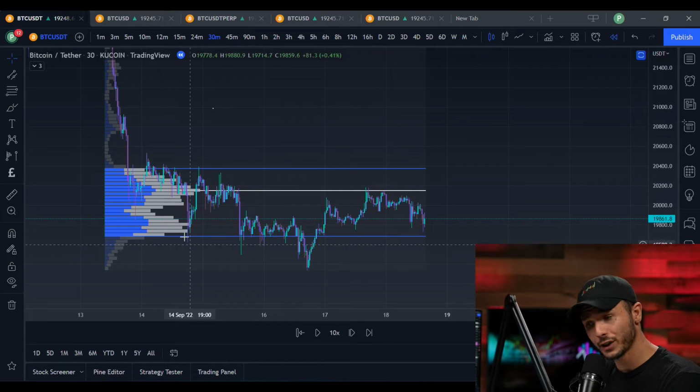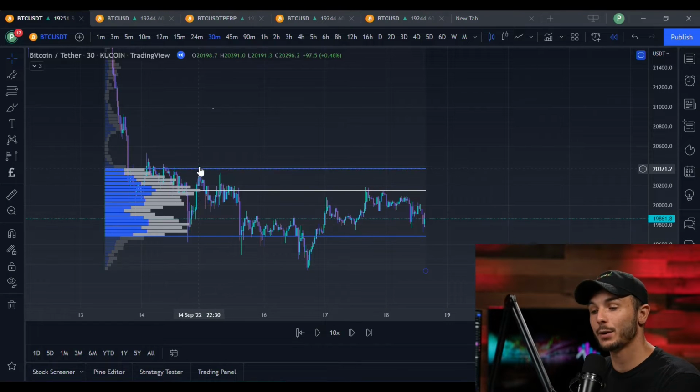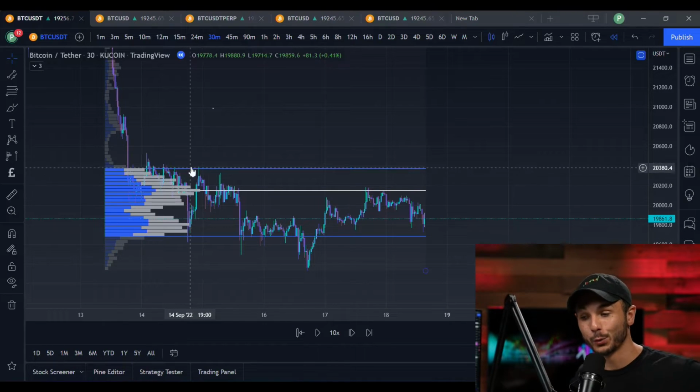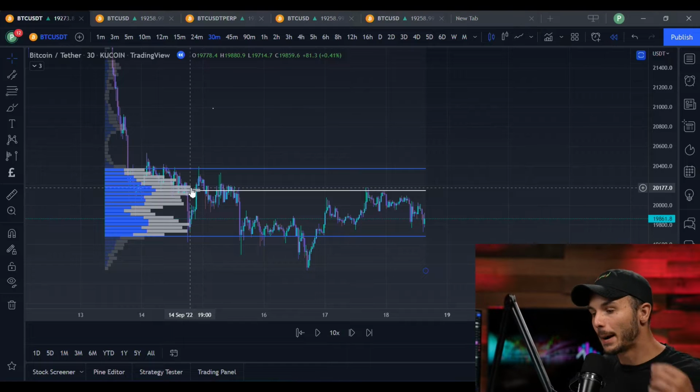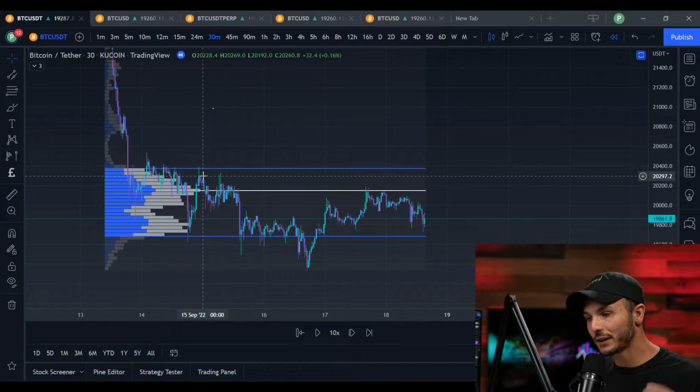And granted, you could have shorted this and got a ride up to the value area high. If you know how volume profiles work, this is a great way to trade, a great way to use volume profiles when trading in a range. But you would be much better off shorting the highs.